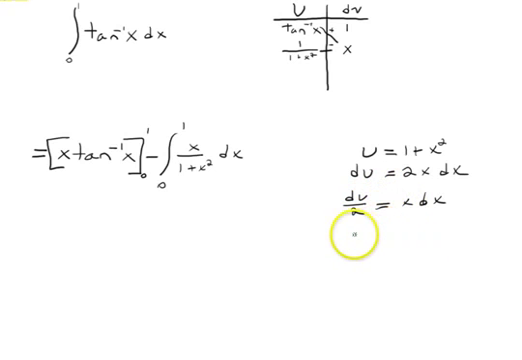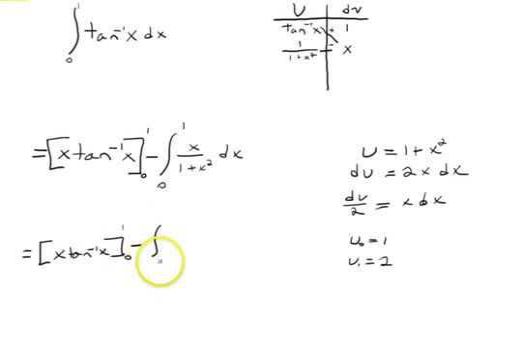I could also quickly change my bounds, so I know that u of 0 is equal to 1, and u of 1, so here I'm using the bounds of the integral to check what my new bounds should be. So u of 0 is equal to 1, u of 1 is equal to 2. So my new integral, let me write that real fast. So this will be unchanged.